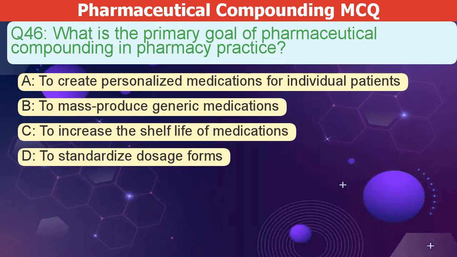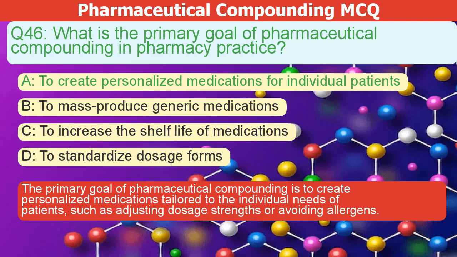What is the primary goal of pharmaceutical compounding in pharmacy practice? A. To create personalized medications for individual patients. B. To mass-produce generic medications. C. To increase the shelf life of medications. D. To standardize dosage forms.